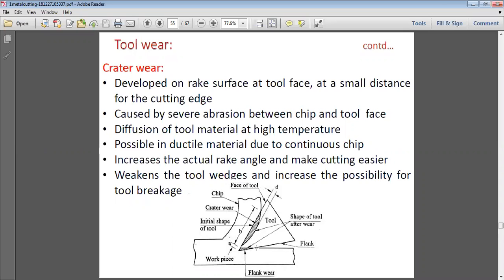Clear? So this is as the tool advances into this. This is basically the flank wear. This is the crater wear. Upon this, we'll be discussing all of the things one by one. Just see the figure clearly first.